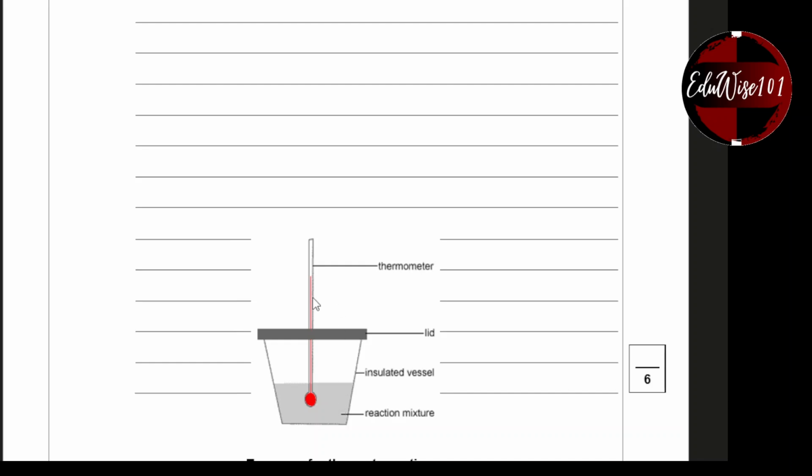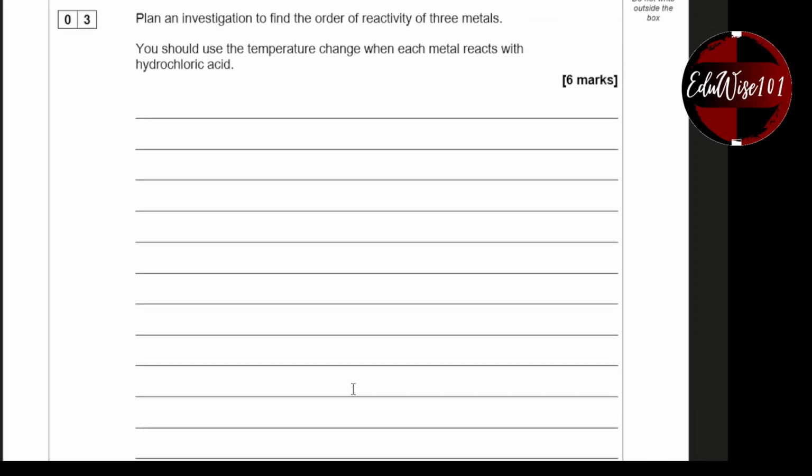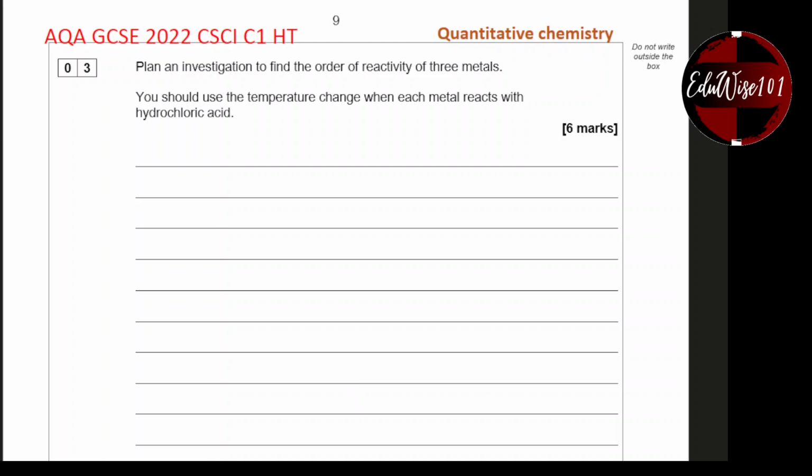So you would measure the starting temperature and the end temperature, the highest temperature reached till all of it has actually been dissolved, and the metal that produces the highest temperature is going to be the most reactive. So how would you write this up?